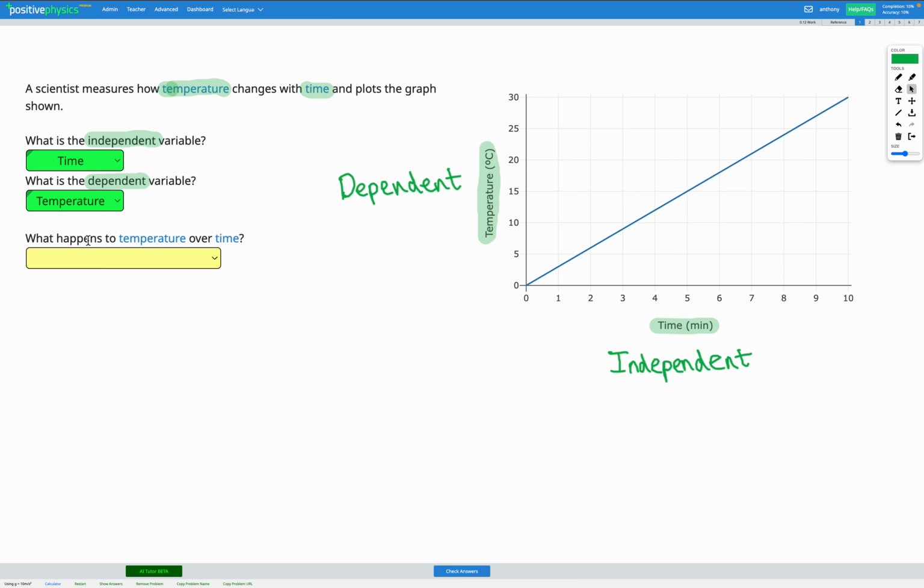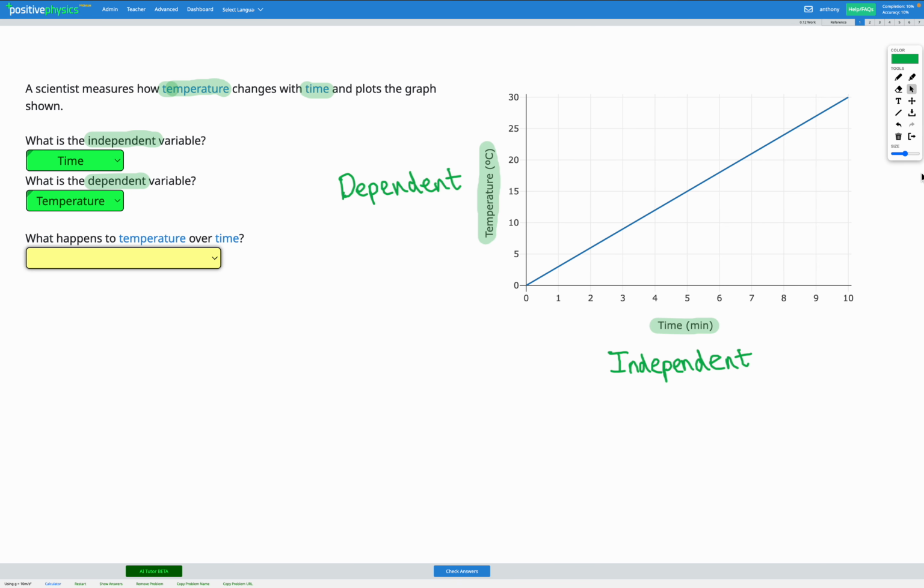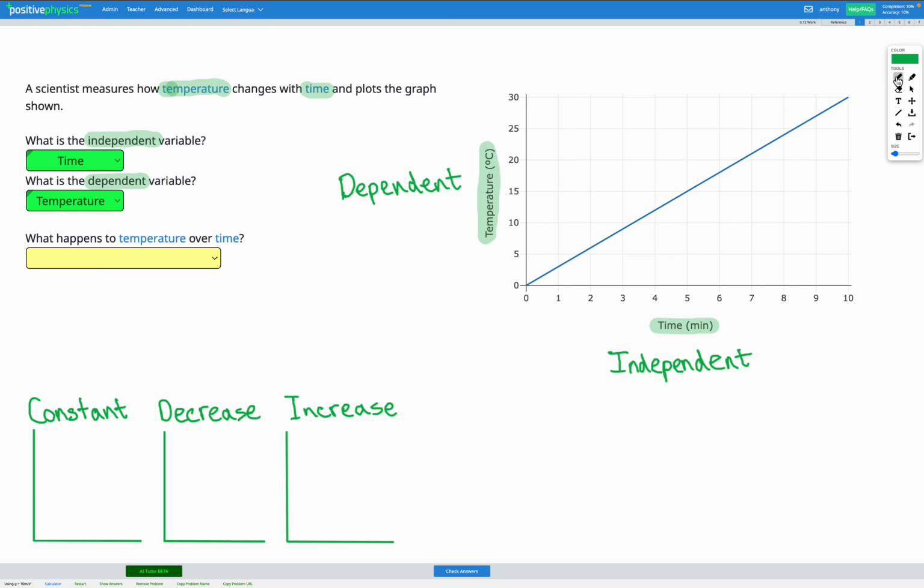Lastly, we need to describe the trend. What happens to temperature over time? So for our trends, we have three main options: remain constant, decrease, and increase. So there we're just looking for the overall shape of our graph. If the trend is constant, that means the thing remains the same over time, so it's going to be a horizontal line. If the thing's decreasing, it's going to go down over time. And if the thing's increasing, it's going to go up over time.